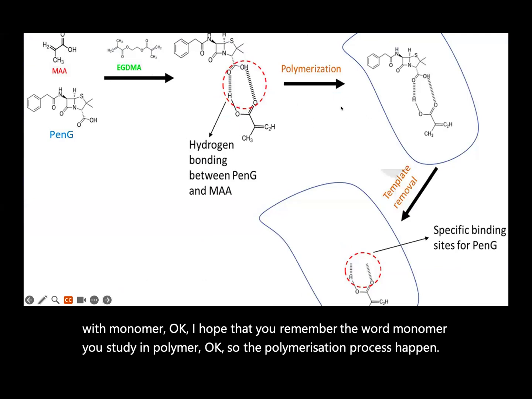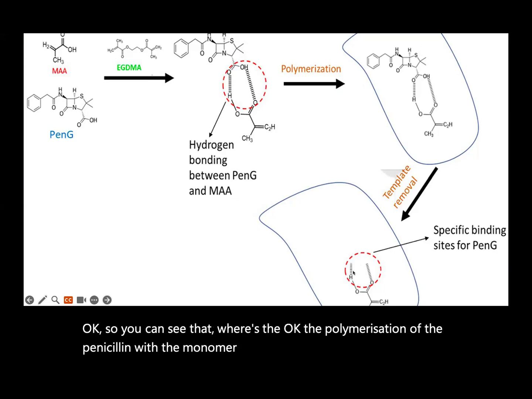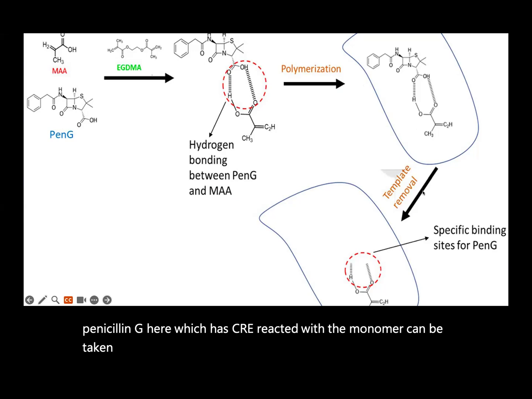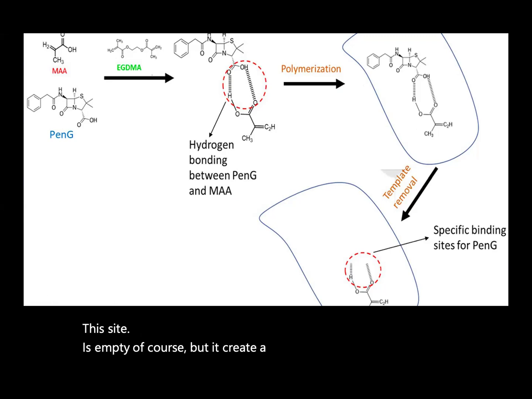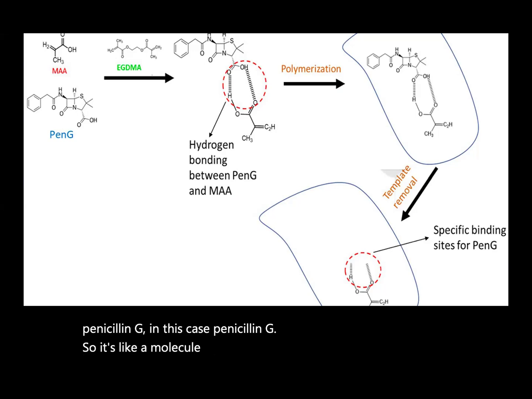So you can see the polymerization of the penicillin with the monomer, and then we can take it out. The penicillin G, which has reacted with the monomer, can be taken out. Once it is taken out, this site is empty, of course, but it creates a specific template only for penicillin G. So it's like a molecule that we design to be specific for penicillin.